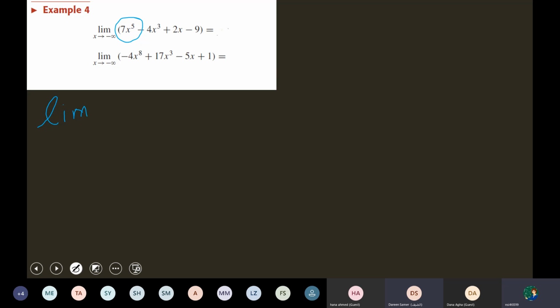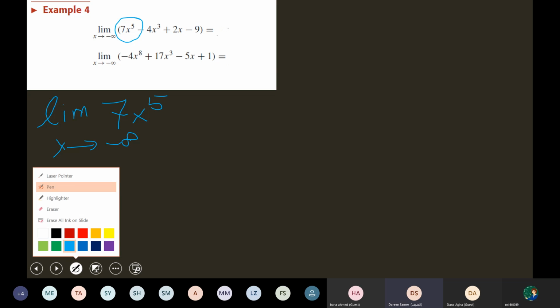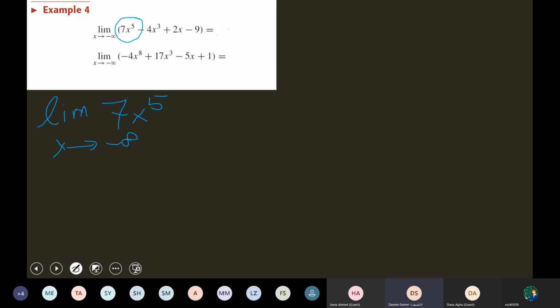Now here, the limit when x approaches negative infinity. We're going to choose 7x to the power of 5, and the 7 is positive. And then negative infinity to the power of 5 is going to be negative. Negative by positive is equal to negative. Thank you, Daniel. This is for the first one.